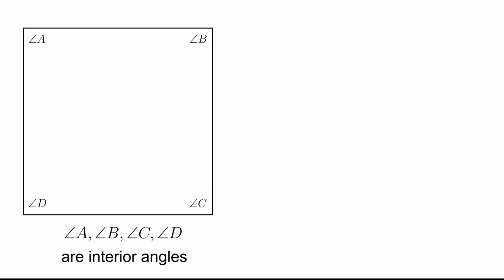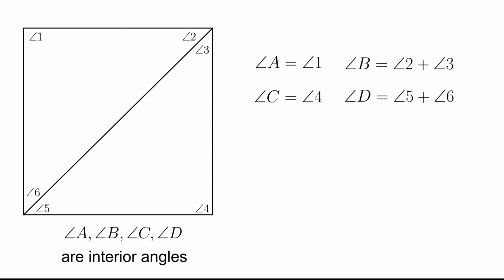Now let us practice finding the measure of an interior angle of a square. Let's label these four angles A, B, C, and D. These will be our square's interior angles. Next, let's cut the square in half and replace angles A, B, C, D with angles 1 through 6, where angle A equals angle 1, angle B equals the sum of angles 2 and 3, angle C equals angle 4, and angle D equals the sum of angles 5 and 6.